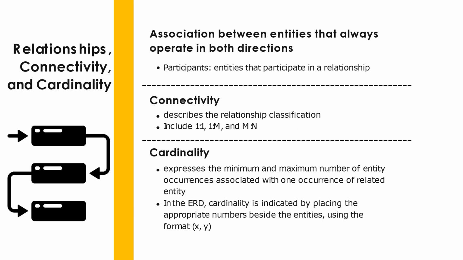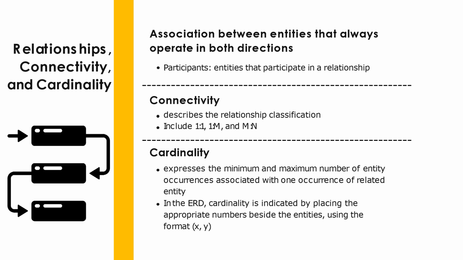Now let's talk about relationships, connectivity, and cardinality. The relationships are the association between the entities and they operate in both directions, as we have said in our discussion in the data models. The participants are the entities that participate in the relationship. The connectivity is the one describing the relationship classification. It can either be one-to-one, one-to-many, or many-to-many. Whereas the cardinality is expressing the minimum and maximum number of entity occurrences associated with one occurrence of related entity.